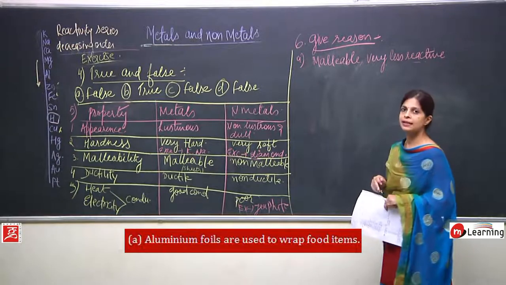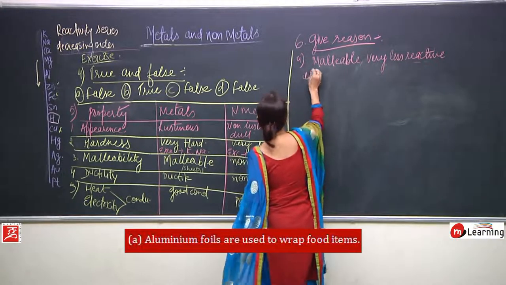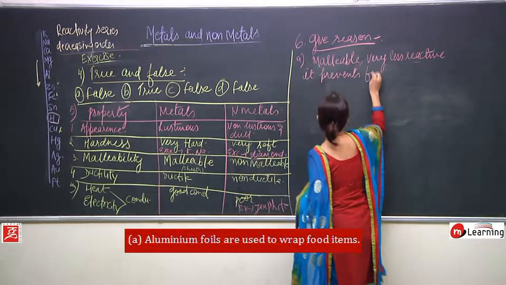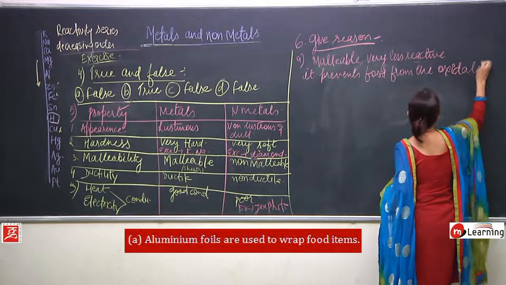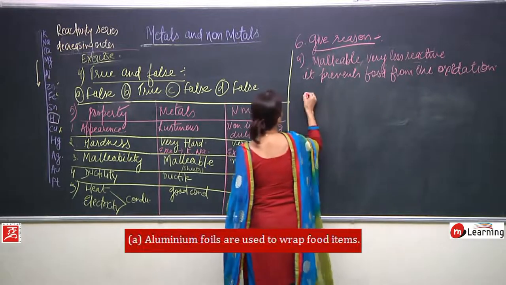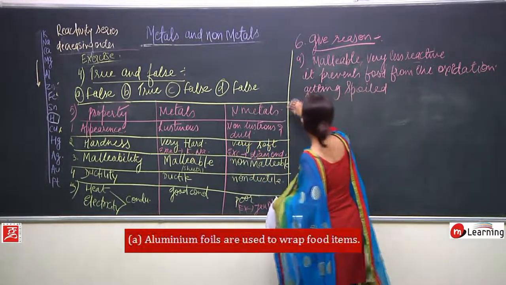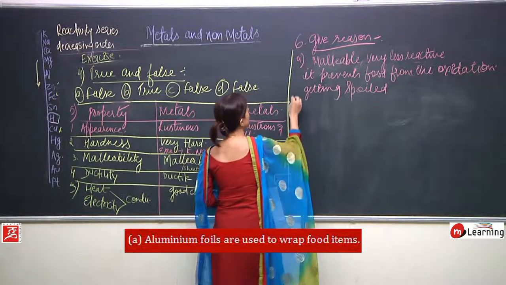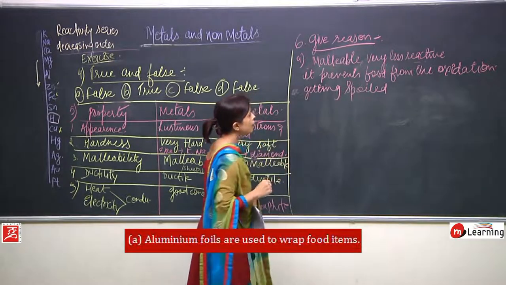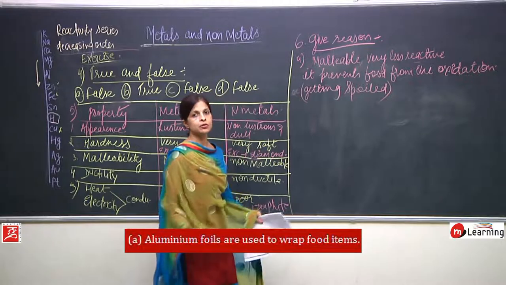So it is malleable, very less reactive, and at the same time it prevents food from oxidation. If you don't understand oxidation, you can write prevents food from getting spoiled. I'll put getting spoiled in brackets. And it is light also, that is one of the reasons.